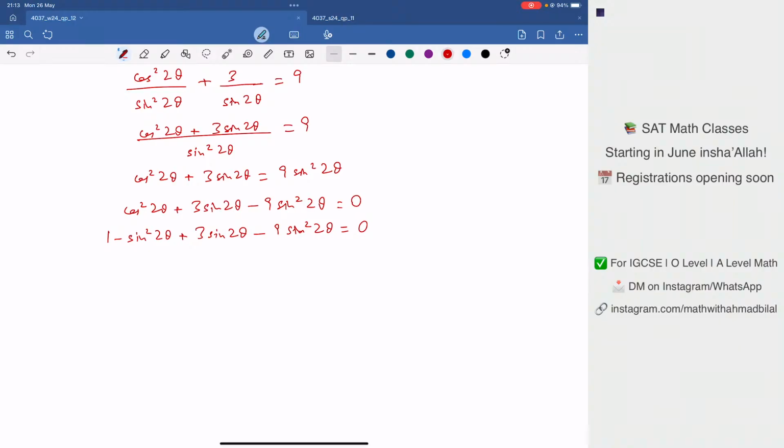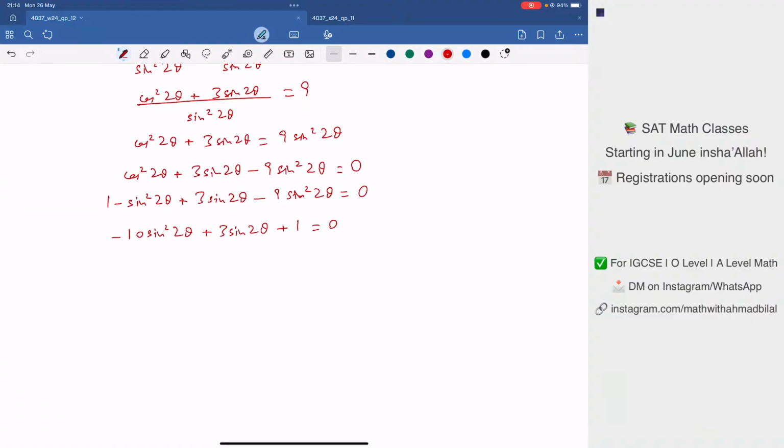All right, now let's simplify this. We've got minus sine square here, minus 9 sine square here. That becomes minus 10 sine square 2 theta plus 3 sine 2 theta plus 1 equal to 0. It's a quadratic equation. You can solve it like a quadratic. We could use a substitution to simplify things. Let's say let u equals sine of 2 theta. Then this equation can be written as minus 10u squared plus 3u plus 1 equal to 0.